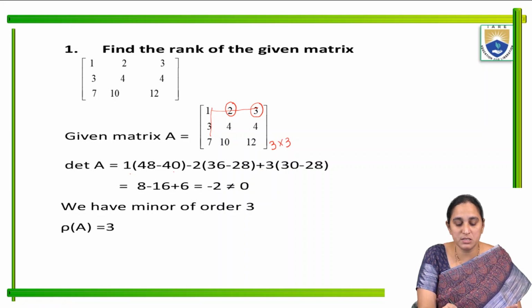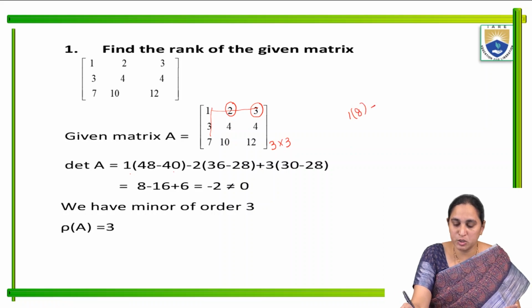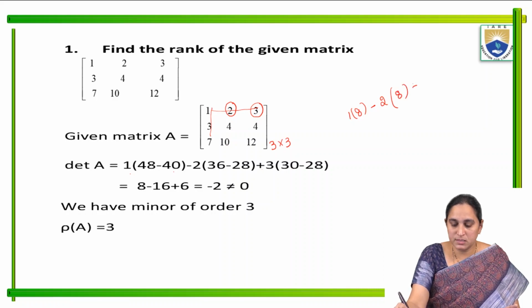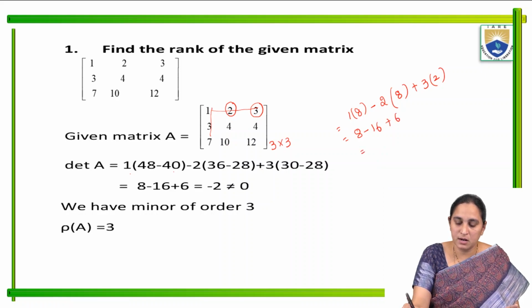48 minus 40 means 8. Minus 2 into 36 minus 28 means how much? That is 8. 8 into 6. Okay, here 1 into 48 minus 40 is 1 into 8, minus 2 into 8, plus 3 into 30 minus 28 is 2. Then this is 8 minus 16 plus 3 into 2, 6. From that, here 8 plus 6, 14 minus 16.